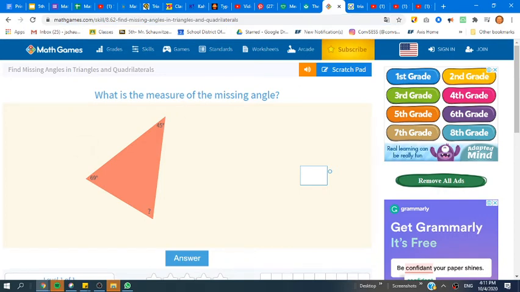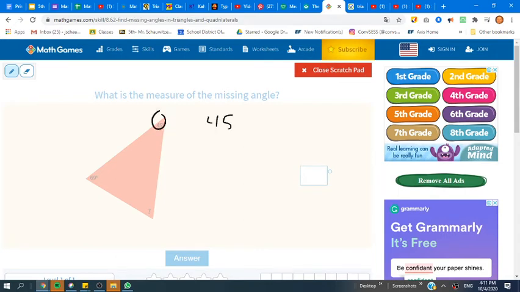So let's see, it says, what is the measure of this missing angle? Well, if you didn't know, each triangle has 180 degrees, so we can always take 45 plus 69. Add those two together, 9 plus 5 is 14. And then 6 plus 4 plus 1 is 11. All right, 114. We can always take that amount and we can subtract it from 180.